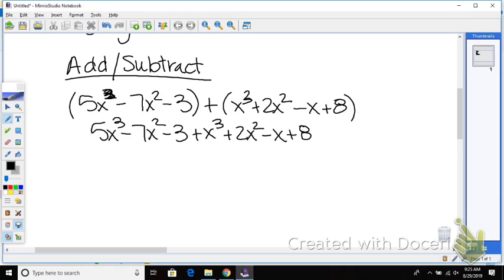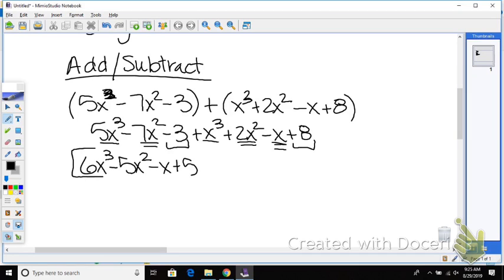And all we're doing is combining like terms. So to go with this 5x cubed, I have this x cubed, so I have 6x cubed. Negative 7x squared goes with 2x squared, so I have a negative 5x squared. The negative x left over, there's nothing to go with that, so we'll just say negative x. And then you've got these numbers, plus 5. So this is the bell ringer.